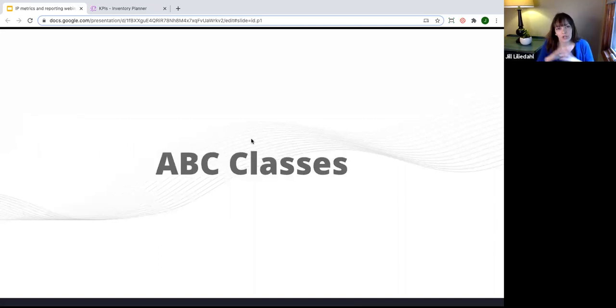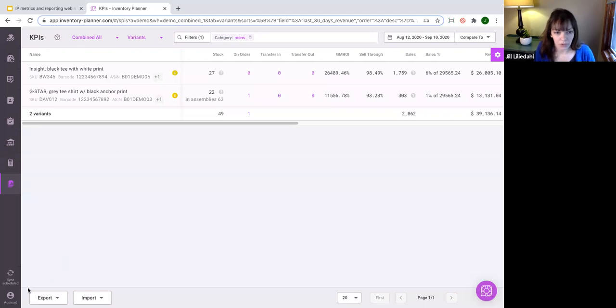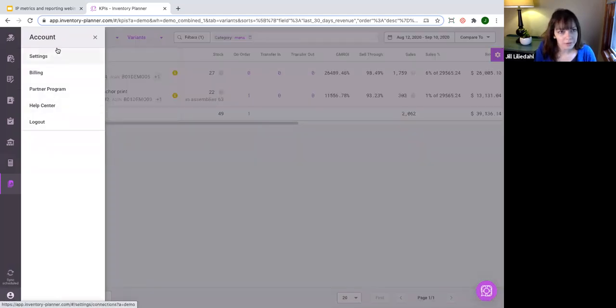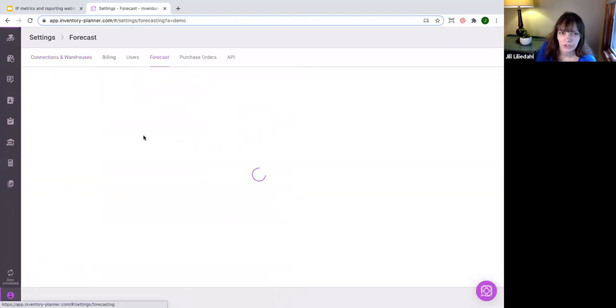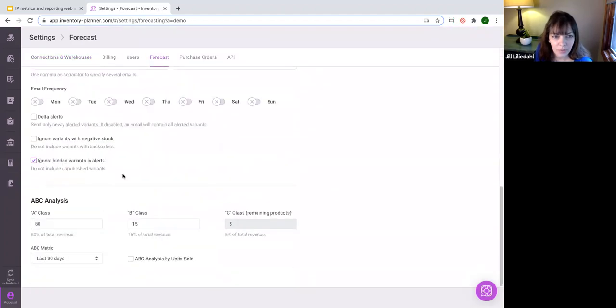Okay, so overall, that gives us a sense of what our company looks like on a total level, maybe a category or vendor level. When we get down to looking at products, we get down to looking at variants, we can break these down into A, B, and C classes. So what does this mean? This is something that's configurable within Inventory Planner. So if we come to Account and then Settings, and we're going to come over here to Forecast, come all the way to the bottom.